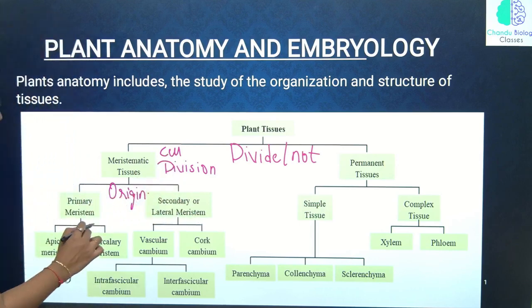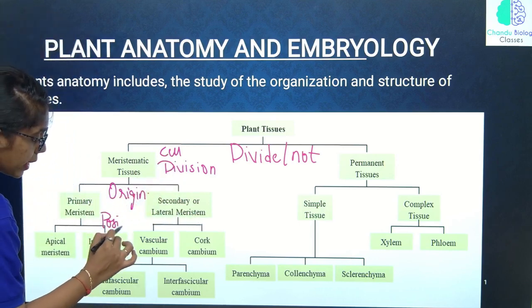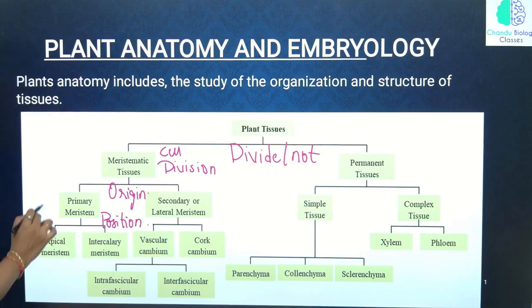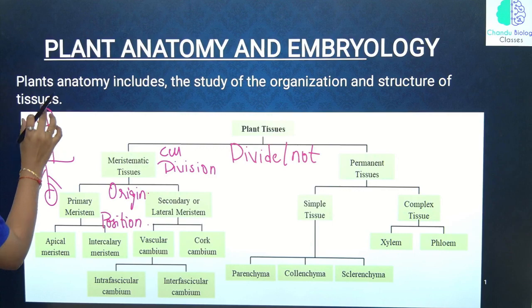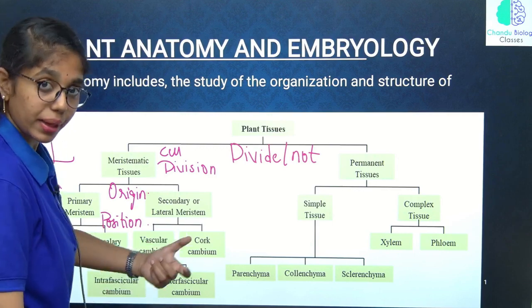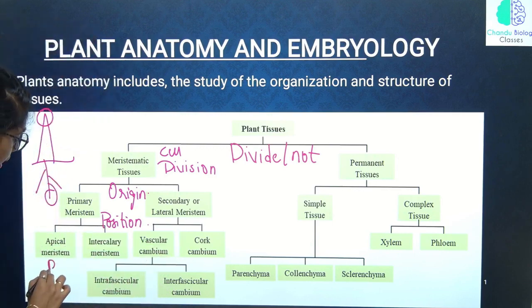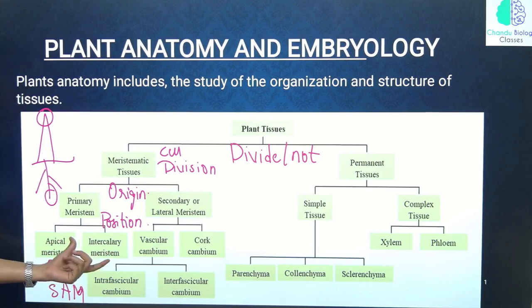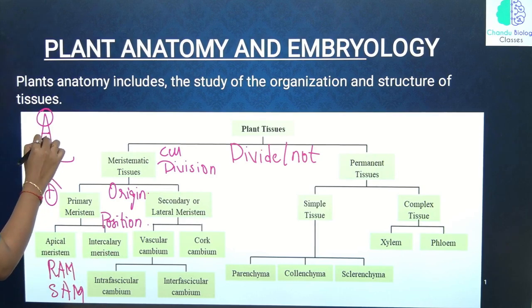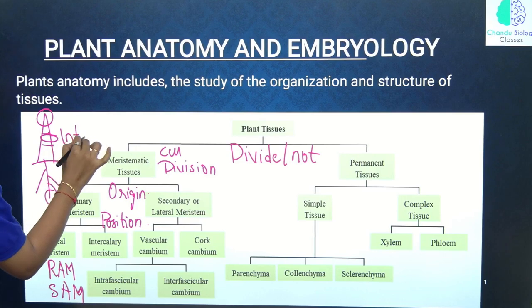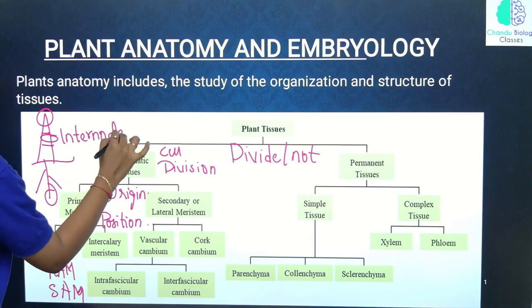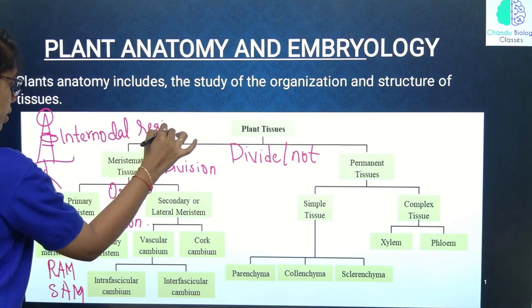Primary meristems based on their position are again classified into apical meristems and intercalary meristems. Those meristems which occur at the apical region of root are called root apical meristems. Those that occur at the apical region of the shoot are called shoot apical meristem. Intercalary meristem occurs in between two nodes, that is at the internodal region.